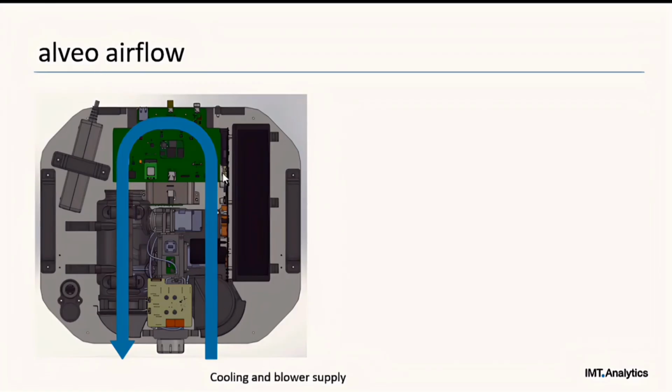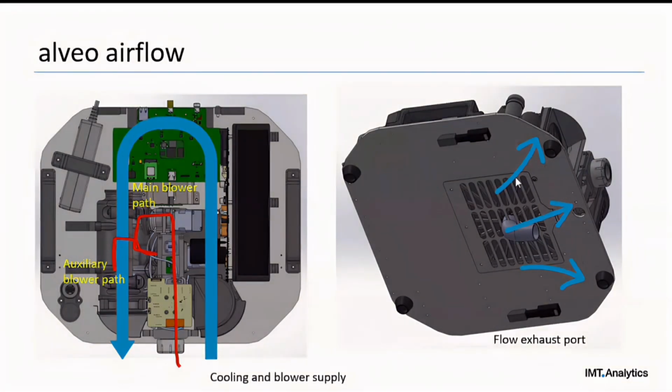You see the cooling flow goes through the whole simulator and then also cools the turbines and goes out on the other side. And what I wanted to show you is that this is the bottom of the simulator of alveo, and this is the air coming from the blower, which is going out to ambient. And this is what we call the floor exhaust plot.